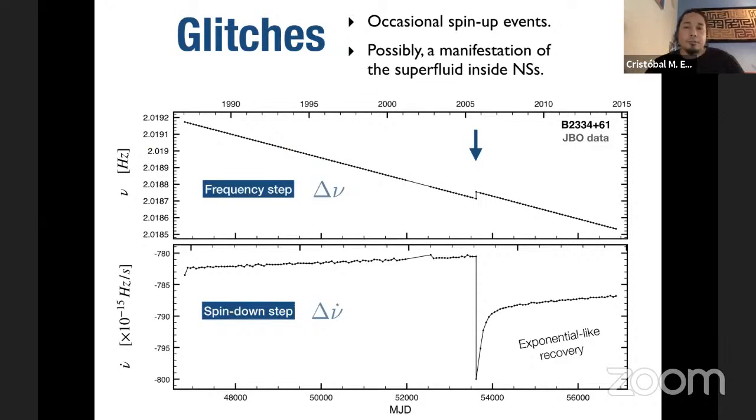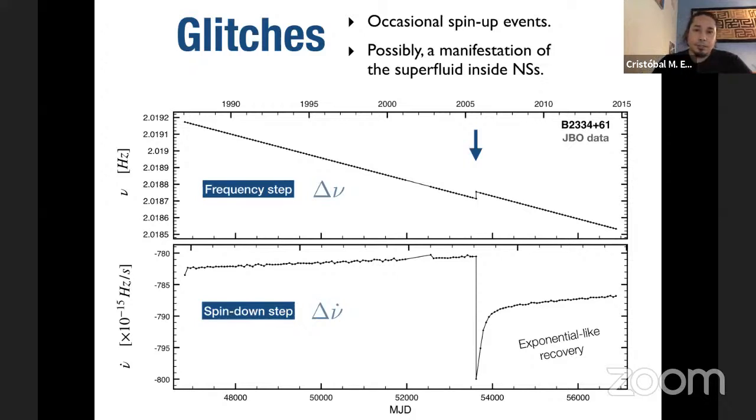So what we understand by glitches nowadays is actually a very specific definition. These are occasional spin-up events. It's always a spin-up, in most cases; they're not spin-downs. And at the same time that we see a spin-up, we see a negative spin-down rate step.